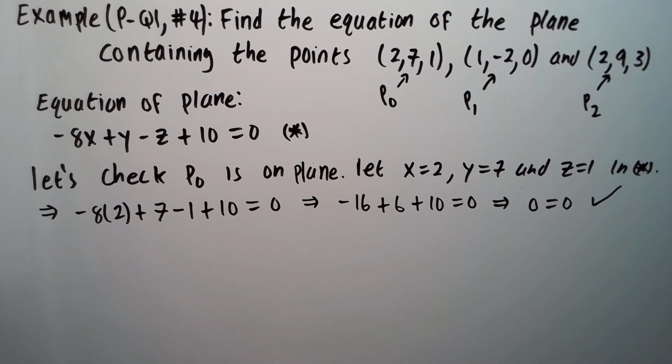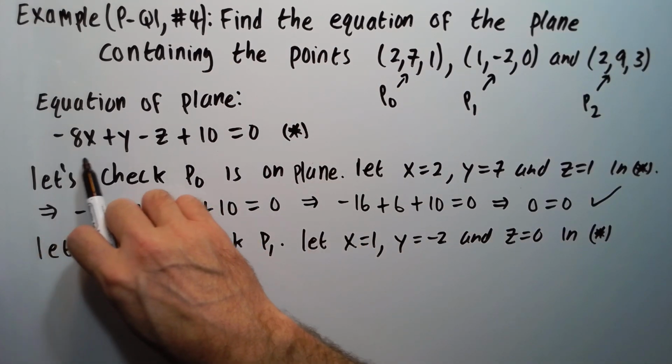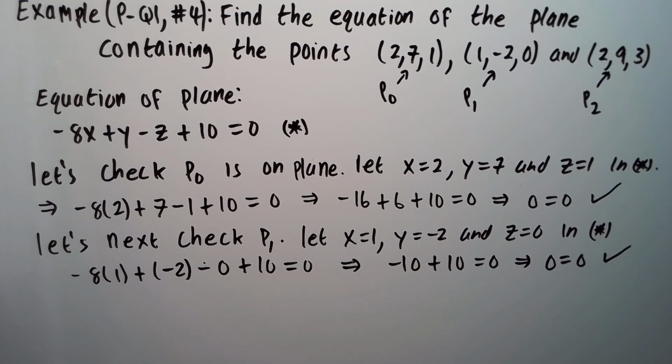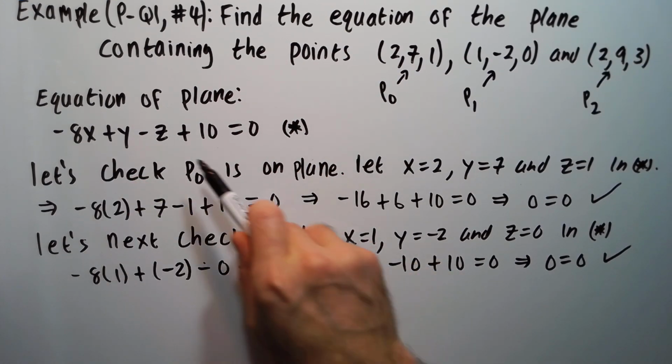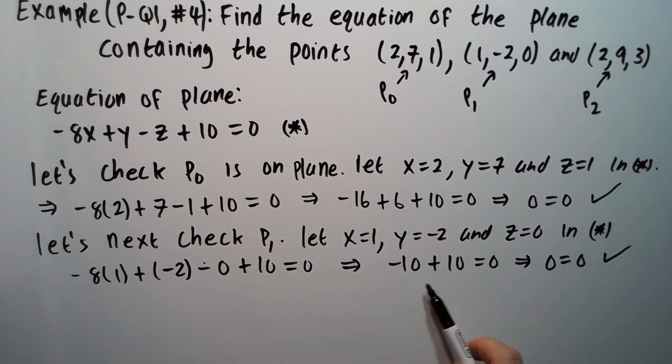And let's check P1 next. For P1, x is 1, y is minus 2, z is 0. We're going to plug those into our equation of the plane, and it should make it true. So plugging those values in, 1 in place of x, negative 2 in place of y, 0 in place of z, I did it here, and it ends up being 0 equals 0 again. So check, it's on the plane.